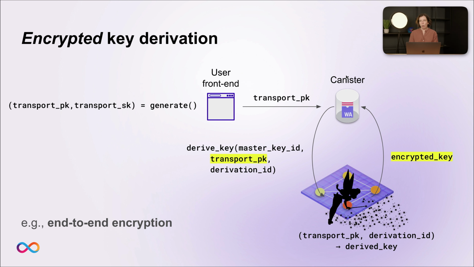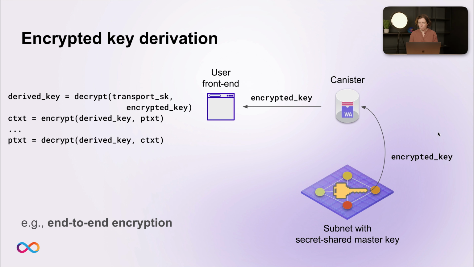There's a lot brushed under the carpet here, but this is essentially the crypto magic that is happening. And yeah, with the transport public key and the derivation ID, we get a derived key, which is encrypted. On the other side, now we see that the canister has an encrypted key, which they send back to the user. The user then, in order to be able to use this encrypted derived key, needs to decrypt with the transport secret key that was generated a little bit earlier. So given that and the encrypted key, they can decrypt and retrieve the derived key, which they can then do for encryption and decryption as before.